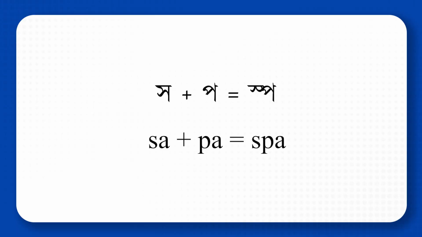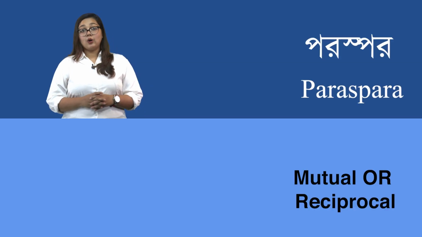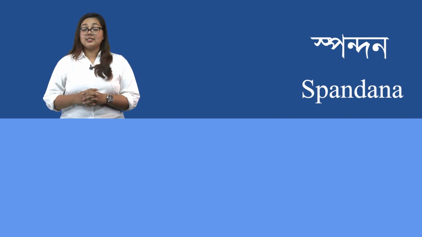The fourth cluster is Donte Shoy Poi. In this conjunction, we can see that Donte Sho and Po are creating a new formation. Please notice that they form a shape where Po almost manages to retain its actual shape, but Donte Sho cannot. It can be seen in Poroshpor, which means mutual or reciprocal, and Spondon, meaning pulse.